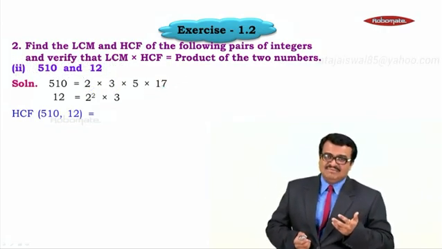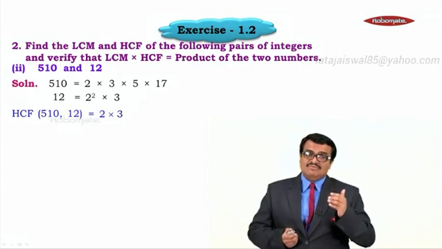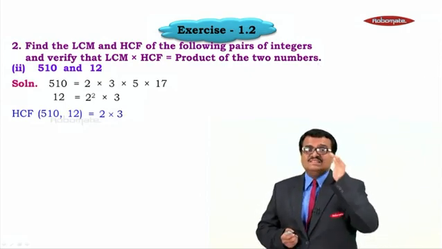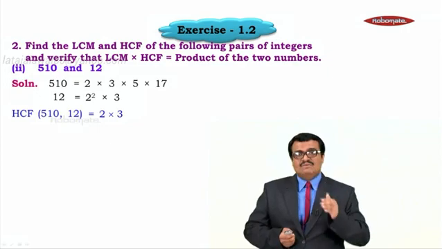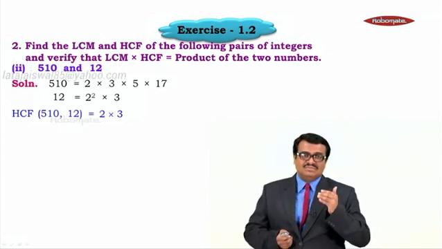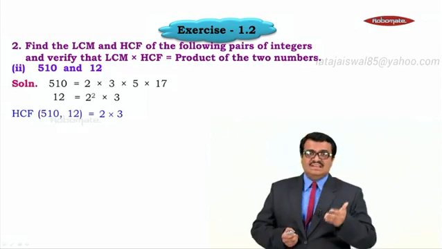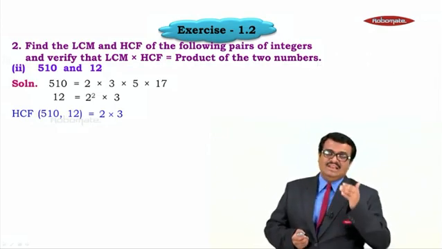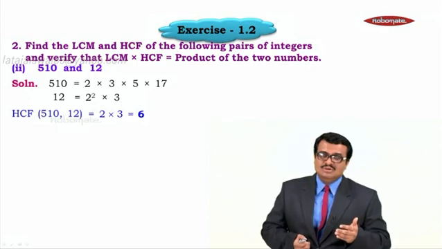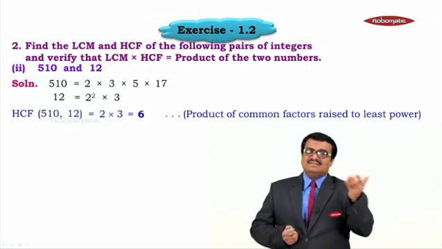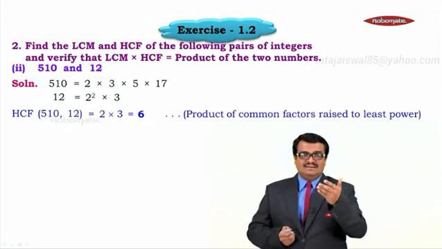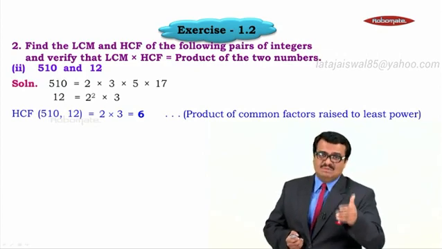So HCF is nothing but product of common factors with least powers. Okay, with least powers. So from the first number we get 2, and in the first number only we get the least power of 3 also, which is 3. So HCF of 510 and 12 is 2 into 3, which is equal to 6, and we write it how we got it, product of common factors raised to least power.